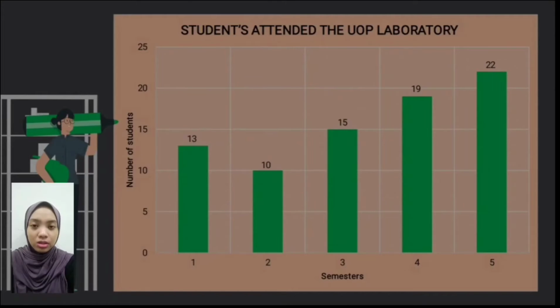So the difference was 12 students between 5 semesters and 2 semesters. This indicates that in 5 semesters students will attend the laboratory at Ungku Omar Polytechnic. Based on this analysis, it can be concluded that the majority of respondents attend the laboratory in 5 semesters.